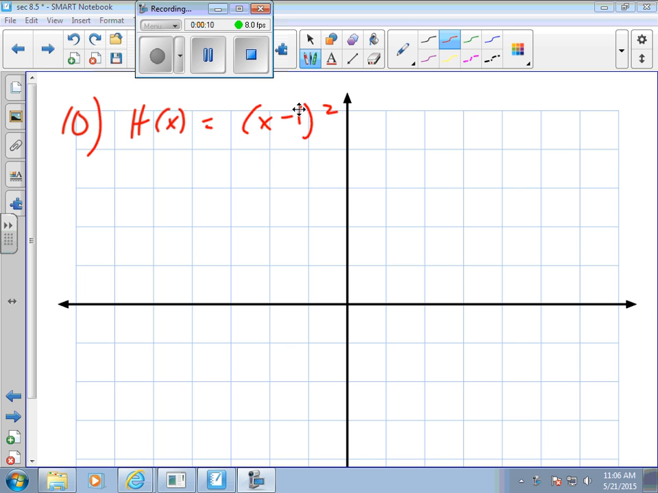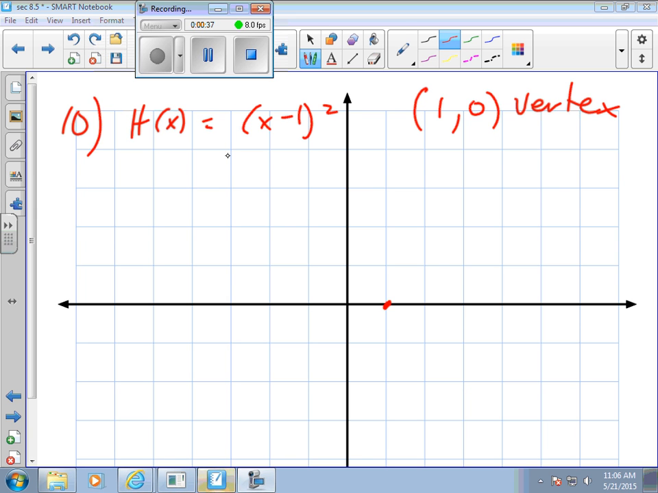When it's in this form, we know the number inside the parenthesis is the opposite of the x term of the vertex. So if I take the opposite of this, I get 1. The number after it is the y value of the vertex, so 1, 0 is my vertex. If I graph 1, 0, over 1, up 0, I get this point here.